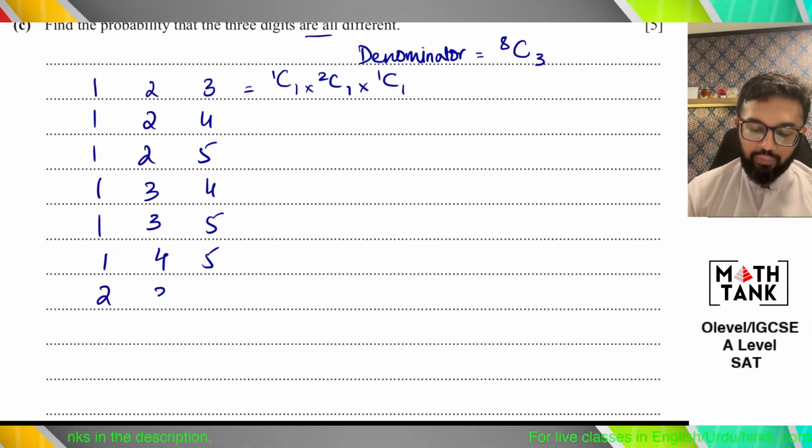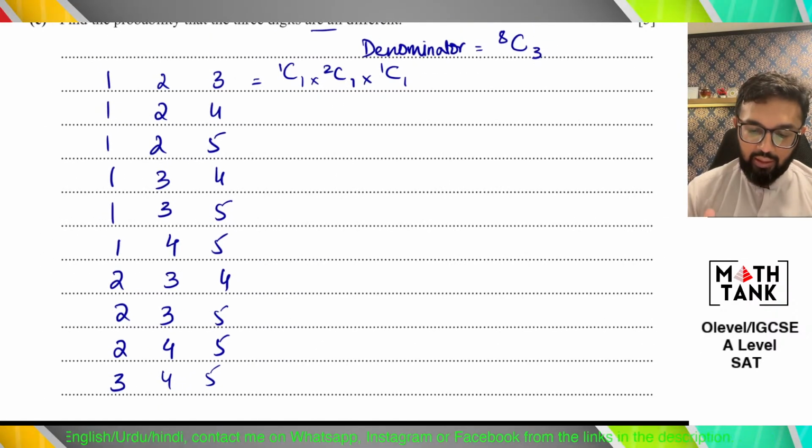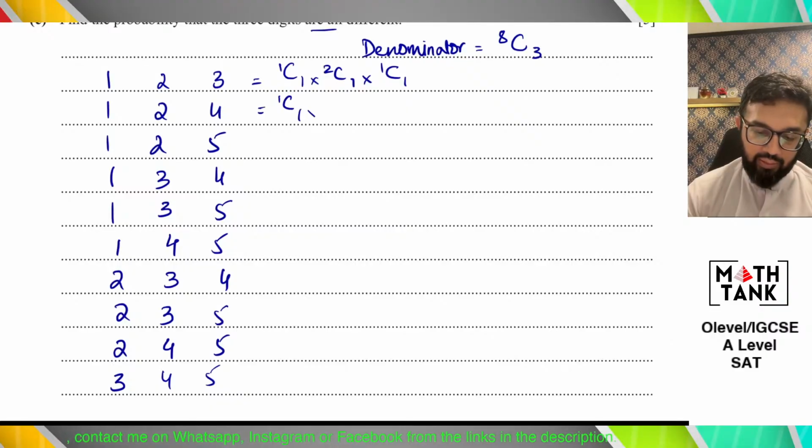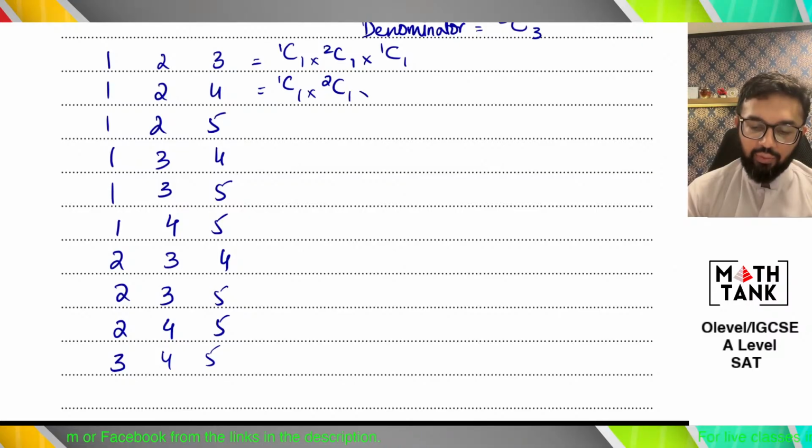And you could have 2, 3, and 4, 2, 3, and 5, and 2, 4, and 5. And then you could have 3, 4, and 5. These are all the cases that are there. I will have to add up all of these cases. So 1C1, how many fours are there? There are 3 fours. So whenever you're selecting fours, you have to be careful.